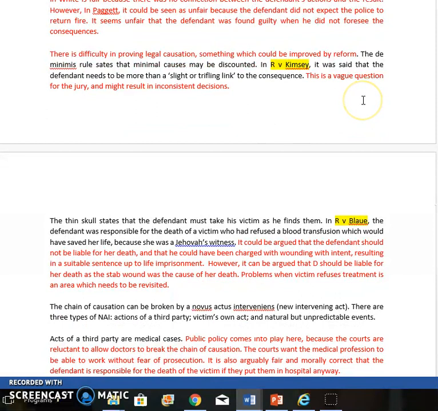So the first stage in legal causation is the de minimis rule, which says that minimal causes may be discounted, and I've got Kimsey there and my slight or trifling link. My evaluation of Kimsey is that this slight or trifling link is a very vague question for the jury. Might result in inconsistent decisions because whether the jury think that the defendant was more than a slight or trifling link might depend on who's sitting on your jury on any given day.